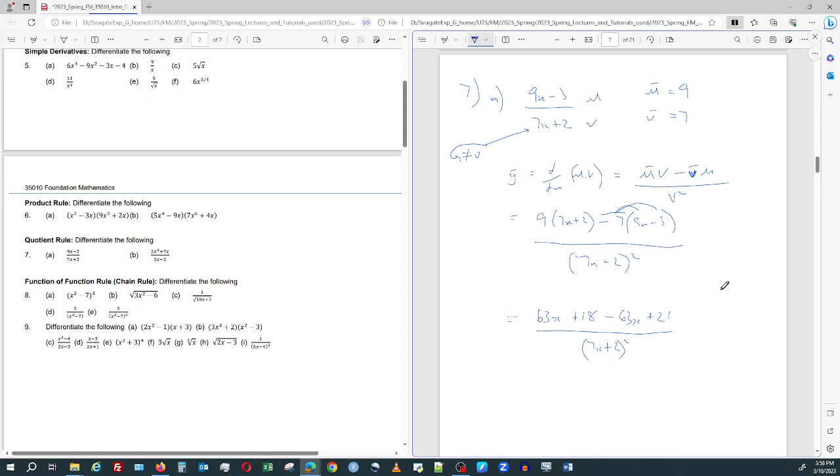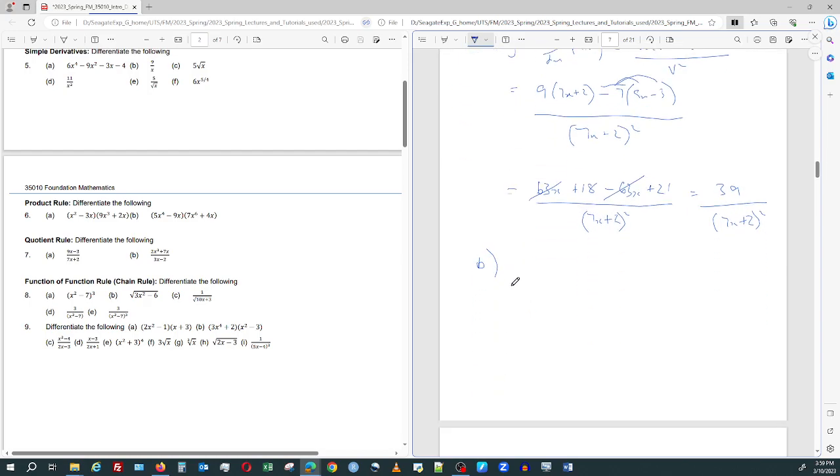So we end up with minus 63. Unusual, unexpected, but there you go. 21 and 18, 39, unexpected, but that's okay. Alright, I might finish B here now. So we're just up to 18, so that's okay.